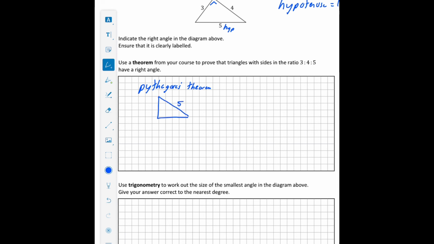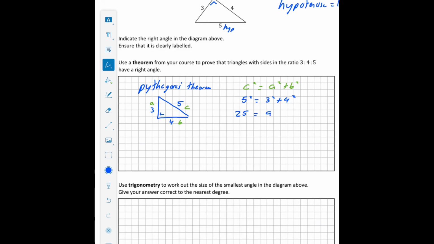So it could be 5, 3, and 4. So just flip that on its side there. Now we'll label our sides. Pythagoras' theorem says that c squared is equal to a squared plus b squared. So this is c, this is a, and this is b. Now that will leave us with 5 squared is equal to 3 squared plus 4 squared when I fill in my formula. I'm going to work this out and see what I end up with.